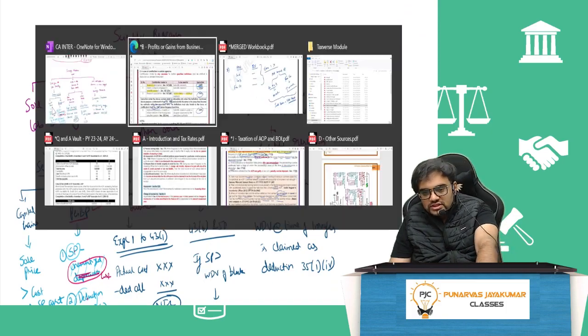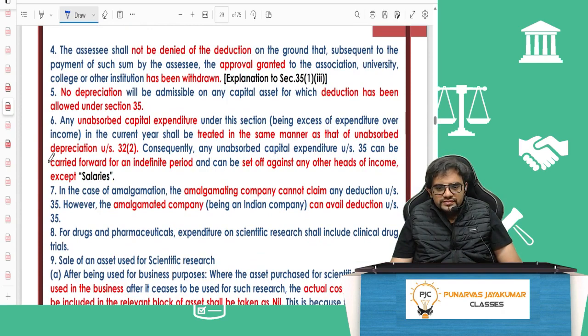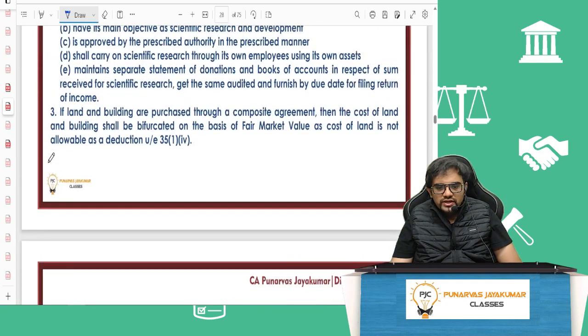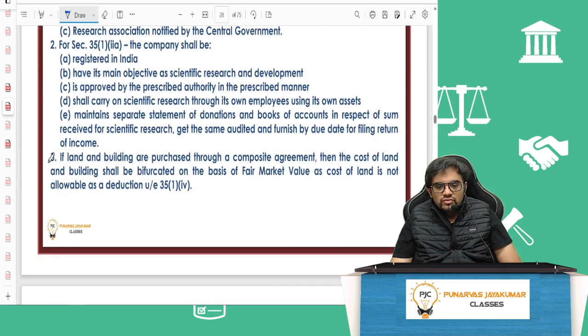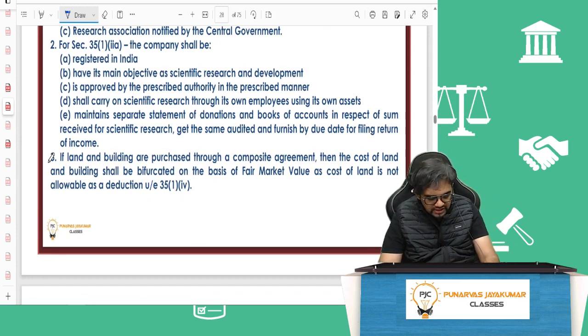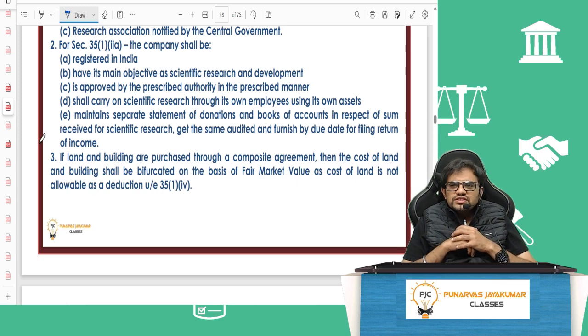So this is regarding the scientific research as such. Apart from that, they can ask you a question where I have a composite arrangement where land and building both are taken into account. So basically, I have purchased both land and building. This is, for example, in 35(1)(ii) only, land and building to the tune of 10 crore. What should I do? I should remove the land portion. How will I remove the land portion? Purely by valuation. So I should get a valuation done and remove the portion of land there. Very simple.